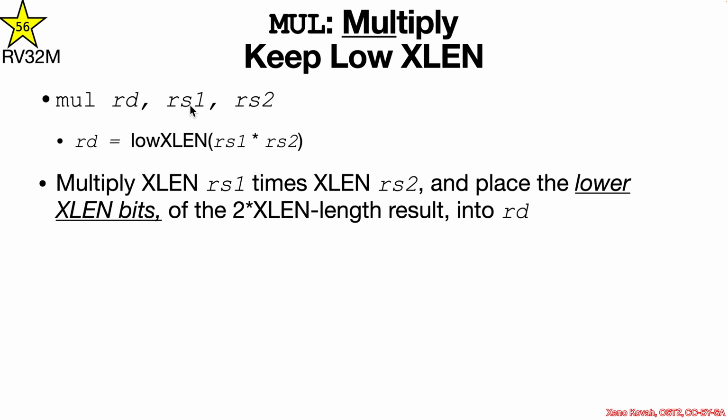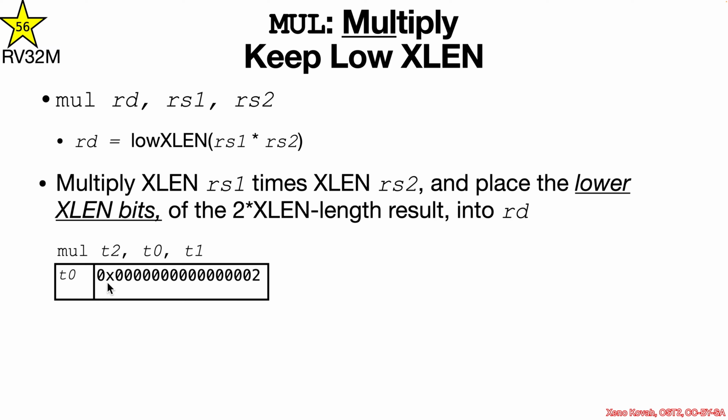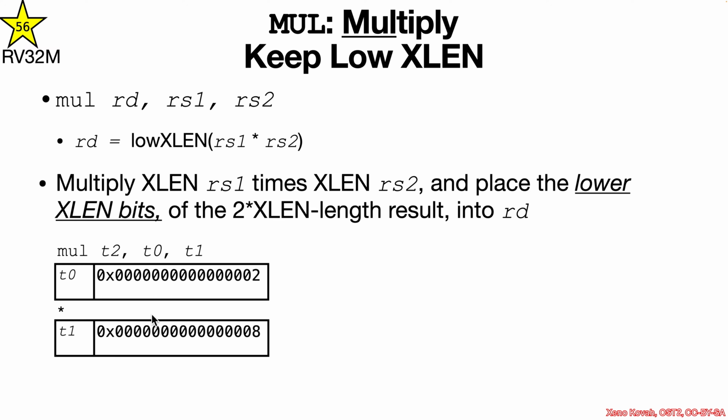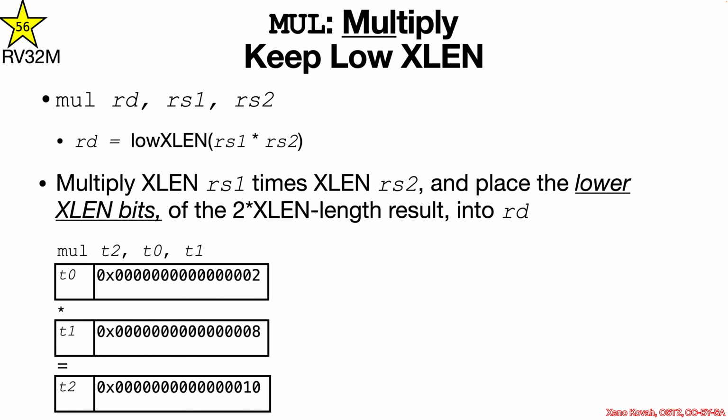So just rs1, the source 1, times rs2, the source 2, keep only the lower xlang bits of the product, and store it into destination. And that's exactly what that's saying. Looking at a concrete example of that, let's say we had multiply t2 as our destination, t0 and t1 as our sources, t0 set to 2 times t1 set to 8, and so 8 times 2 is 16, and that is hex 16. That's expected.